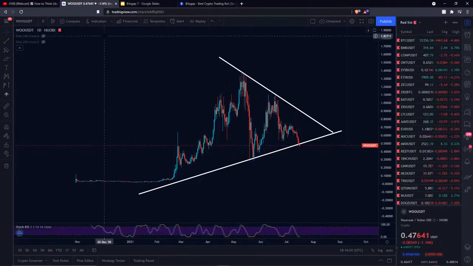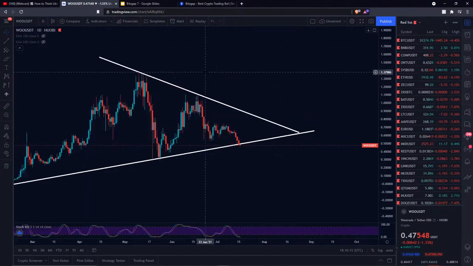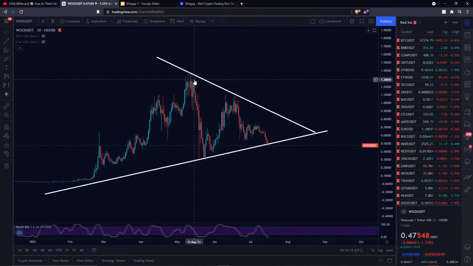So let's actually go through the strategies that I use when it comes to figuring out whether it's time to enter the market, or you should wait for some time, or it's about actually time to exit the market.